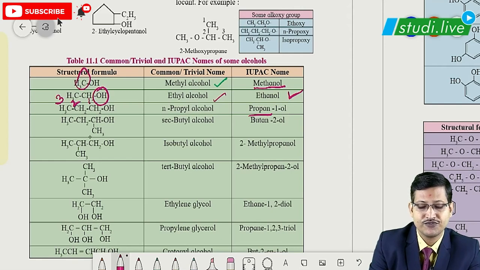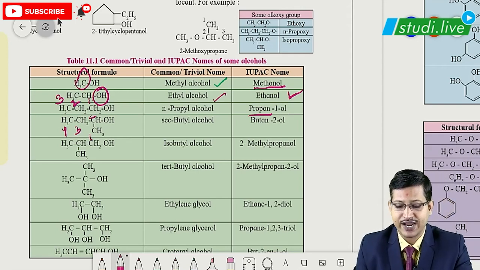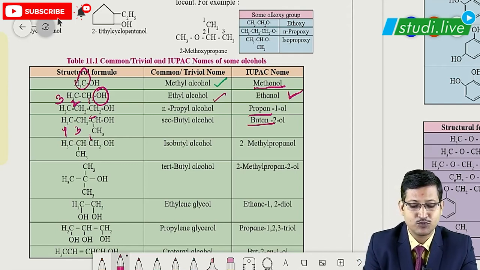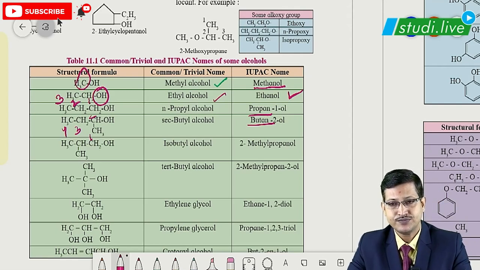The next one coming up, now this is the next structure here. This is again first carbon, second, third, and this is fourth carbon. Yes, a total of 4 carbon atoms. For 4 carbon atoms it is butane, and at the second position you have the OH. So it is butan-2-ol. Now here it is written sec-butyl alcohol.